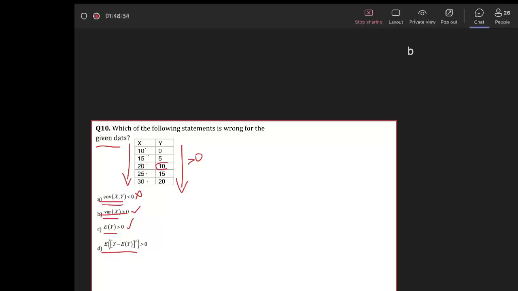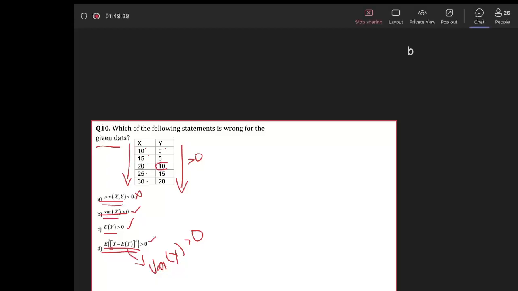And option D is expectation of (y minus expectation of y) the whole square. This value is nothing but the variance of y. This is the formula for variance, right? So this will be the variance of y. And again we can just have a look at the values, that the values are different. It is 0, 5, 10, 15, 20. So 5 different values, so the variance has to be greater than 0. So option D is also correct.